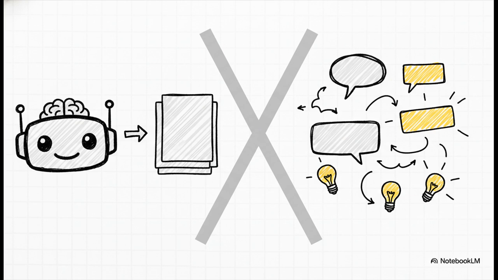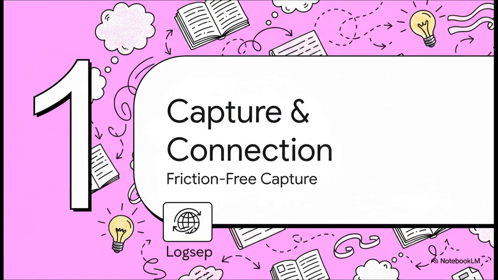NotebookLM is fantastic at analyzing a document, for sure, but it can't read your mind. It can't see your thought process unless you explicitly give it to it. So how do we fix this? How do we stop that context collapse? Well, it starts with layer 1 of our stack, the capture and connection layer.